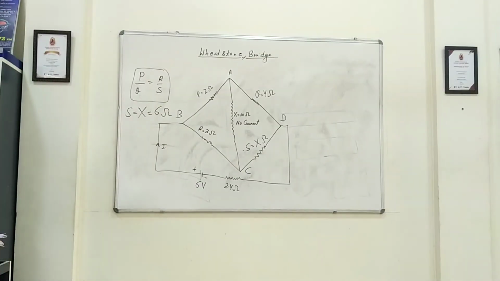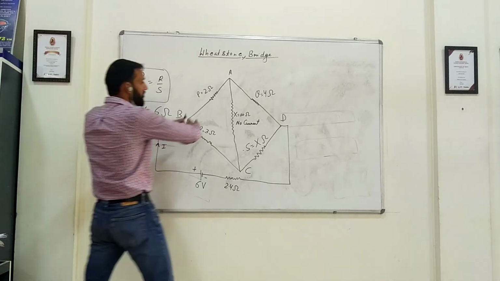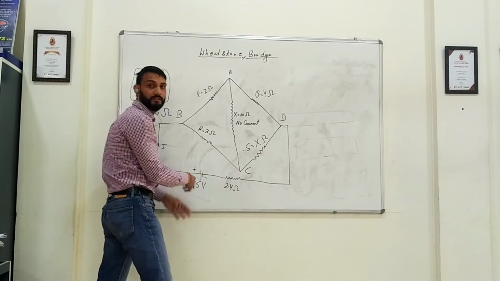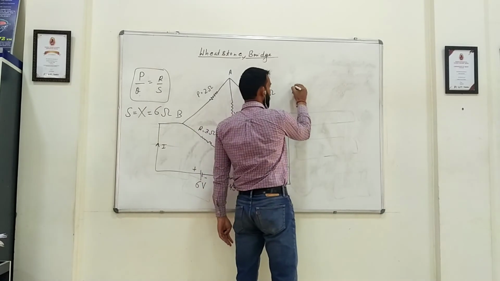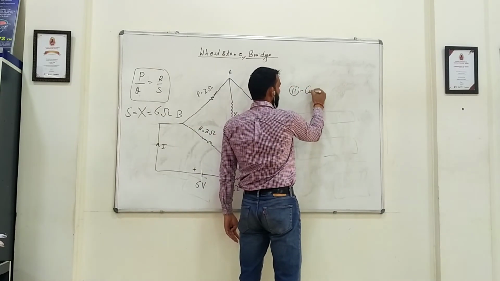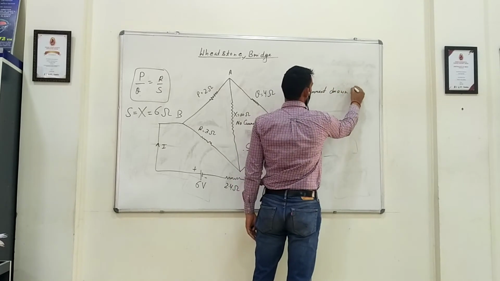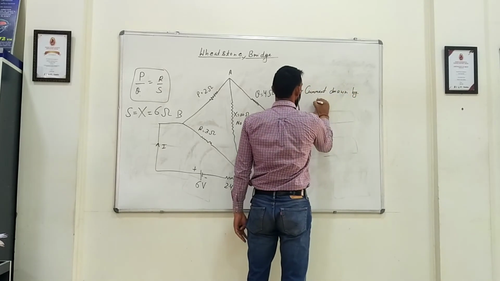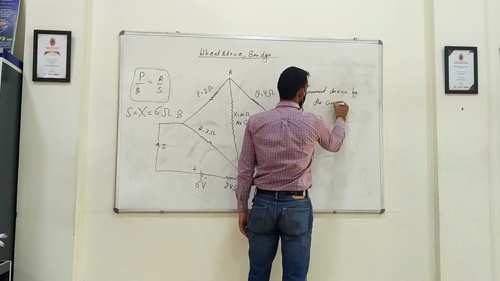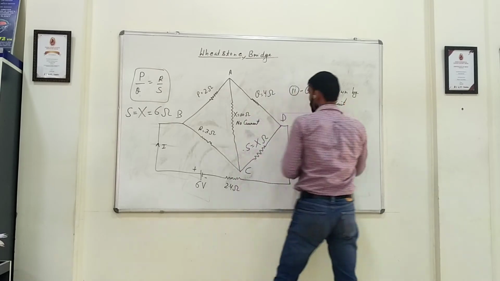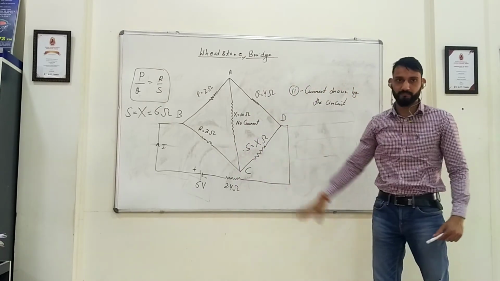Now in the second part, they are asking you to calculate the current drawn by this circuit. How much current is drawn by this whole circuit? The second part of the question asks you to calculate the current drawn by the circuit. So you have to find out how much current is drawn by this whole circuit.